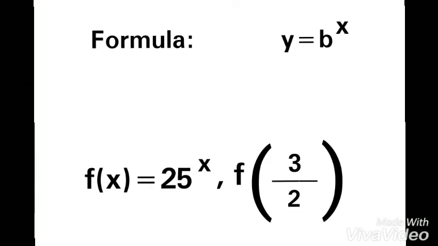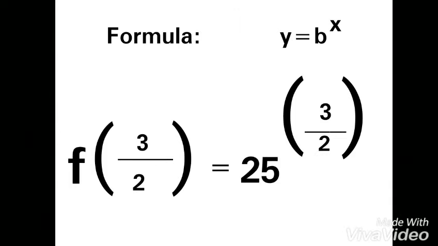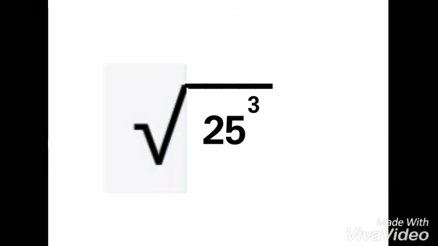For the last example, let's make our exponent a fraction. f of x is equal to 25 raised to x, find f of 3 over 2. Wherever we see an x, replace it with 3 over 2. For the next step, the denominator 2 will be the root and the numerator 3 is the power. So we must write 25 raised to 3, or 25 cubed, and take the square root, and it will look like this now.